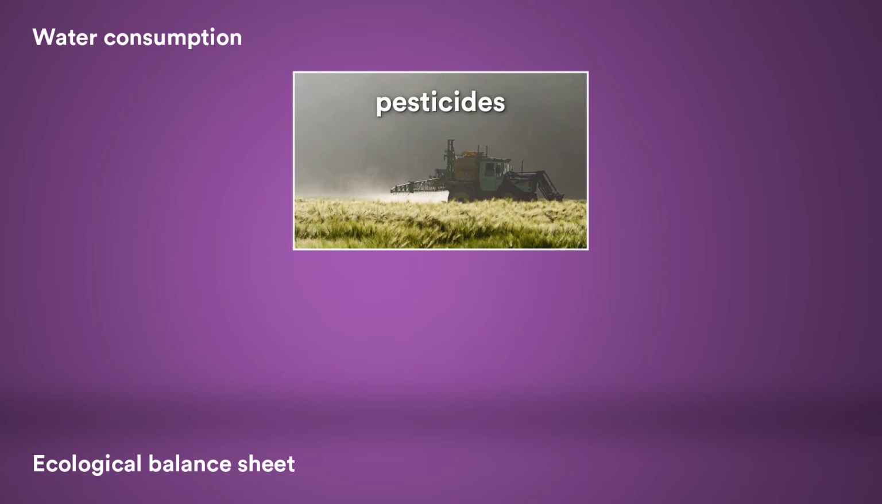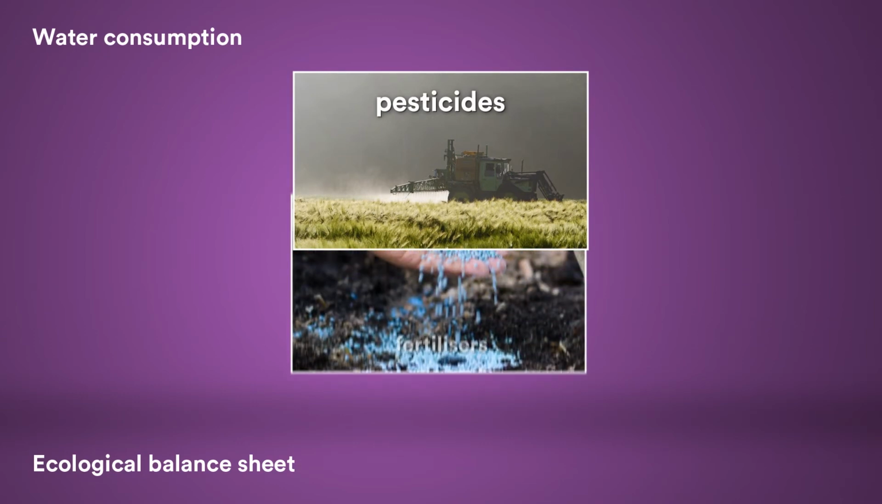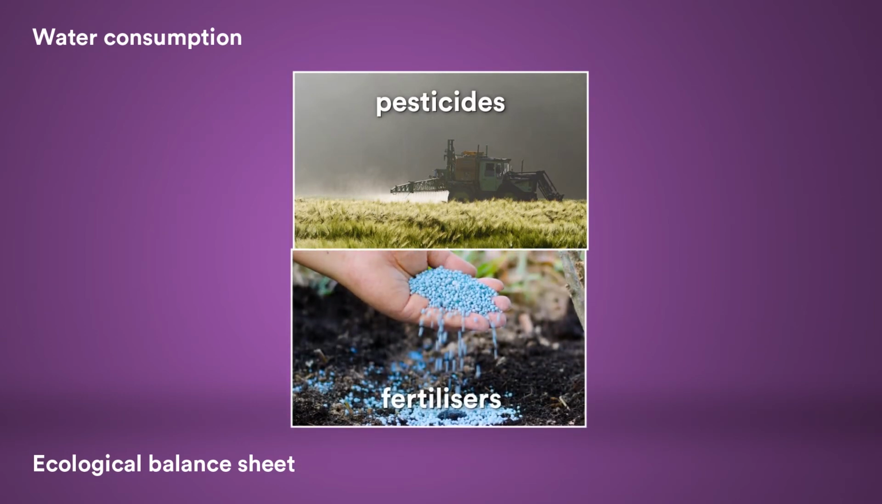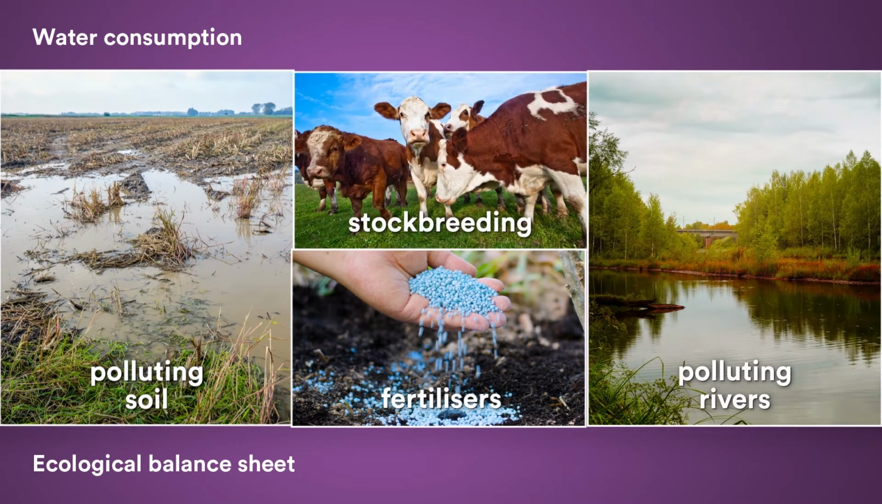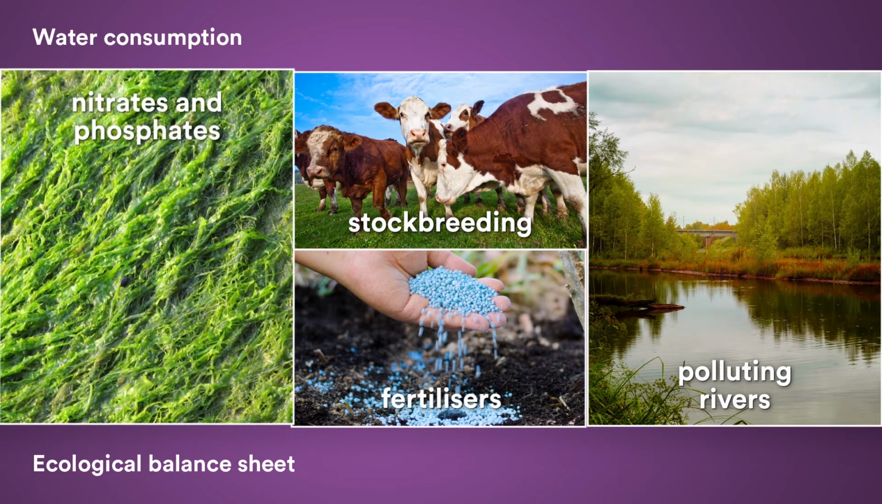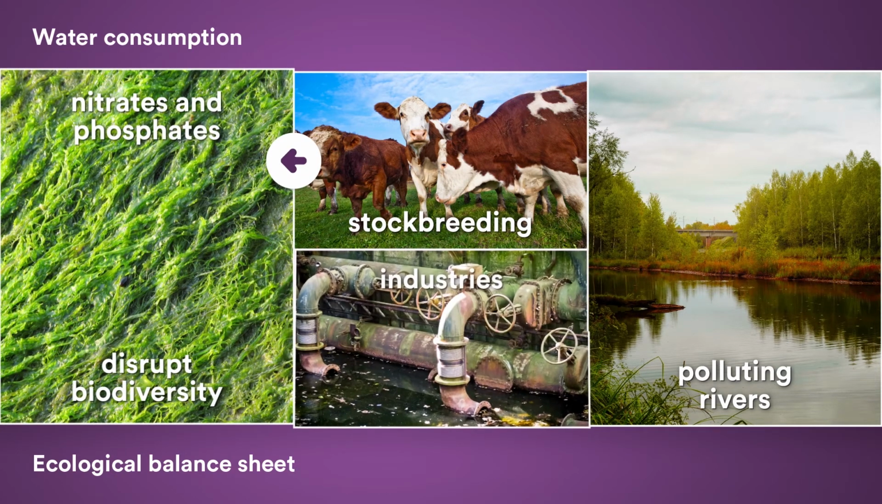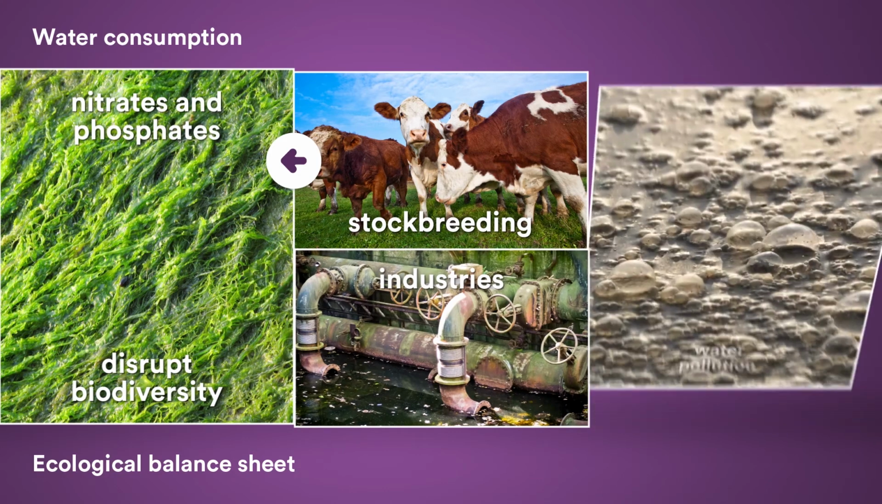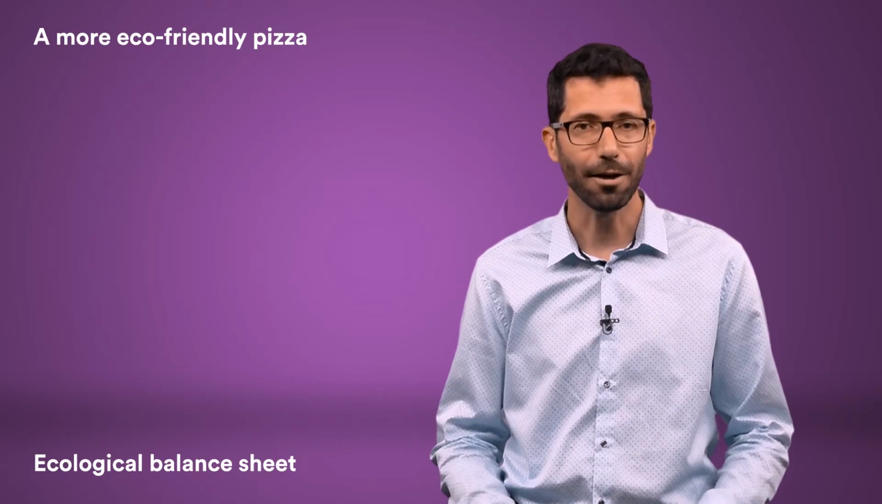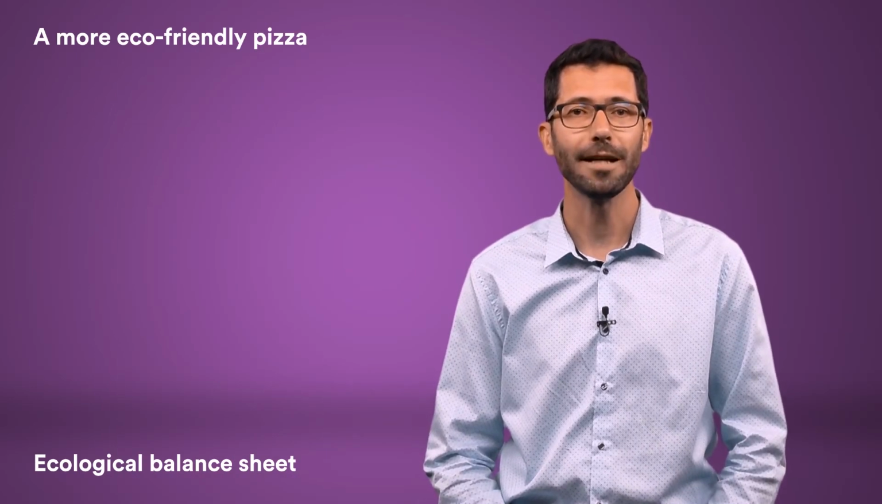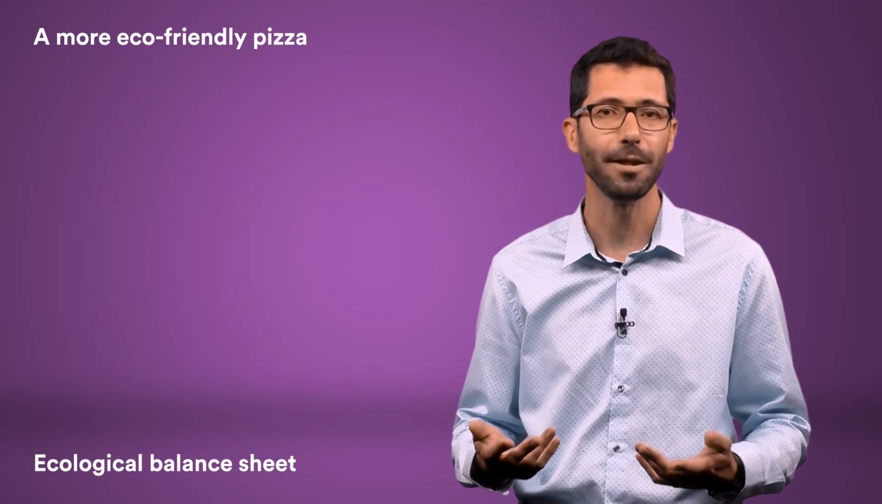Pesticides used to prevent insects from ruining crops, and fertilizers used to improve plant growth can pollute soils and rivers. Stock breeding also releases substances, nitrates and phosphates, which accumulate in water and disrupt biodiversity. Some industries discharge polluted water into streams during the manufacturing process. What can we do to get a pizza whose life cycle will have the best ecological balance sheet?